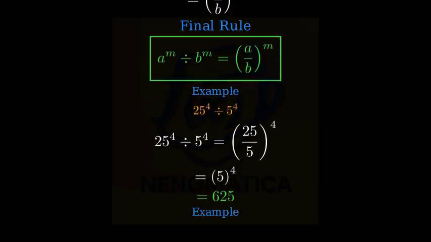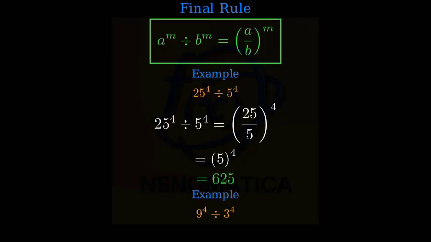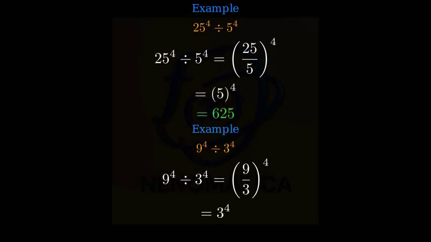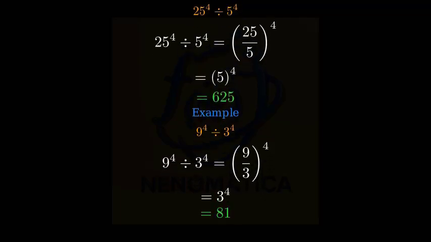Let's try another example. What is 9 to the fourth power divided by 3 to the fourth power? Using our rule, this equals 9 over 3 raised to the fourth power. 9 divided by 3 equals 3, so we have 3 to the fourth power. 3 to the fourth power is 81.